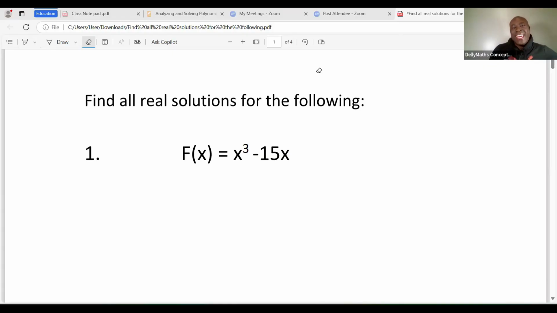All right, what we're looking at today is we want to find all real solutions of the following functions.